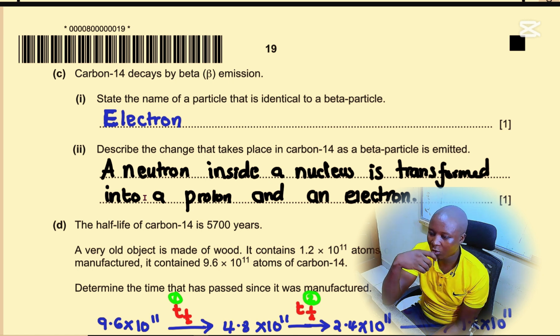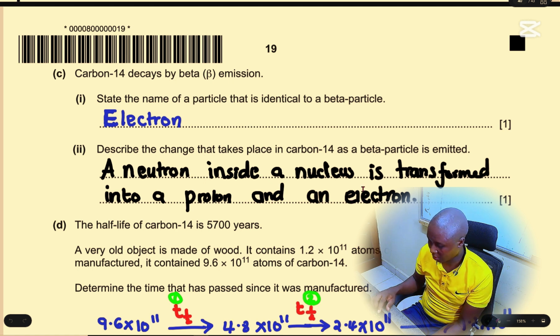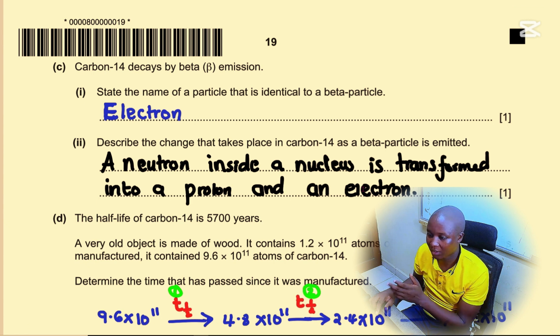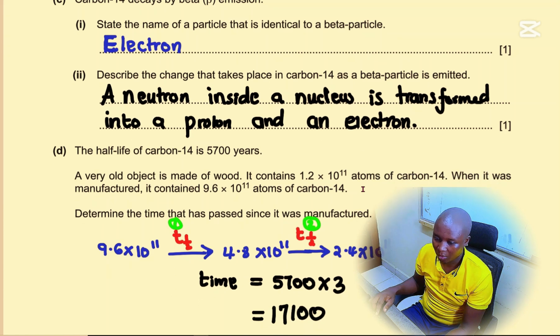So meaning a neutron inside the nucleus is going to be transformed into a proton and an electron. So, describe the change that takes place in carbon-14 as the beta particle is emitted. The neutron is transformed into a proton.